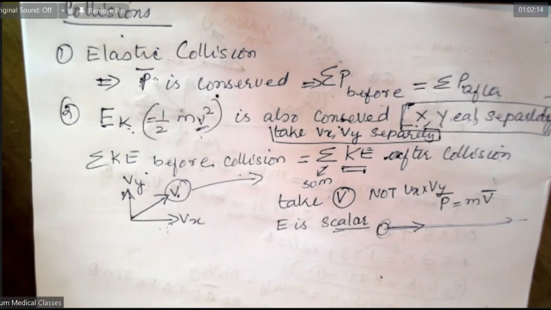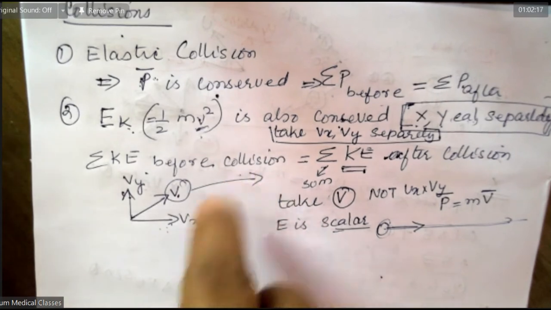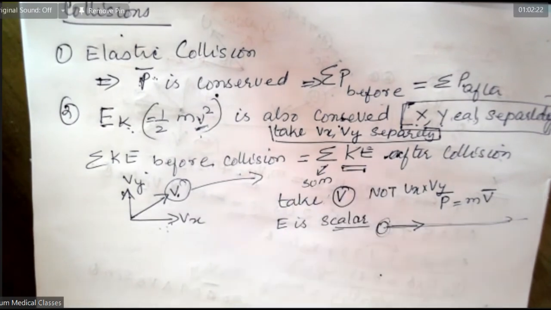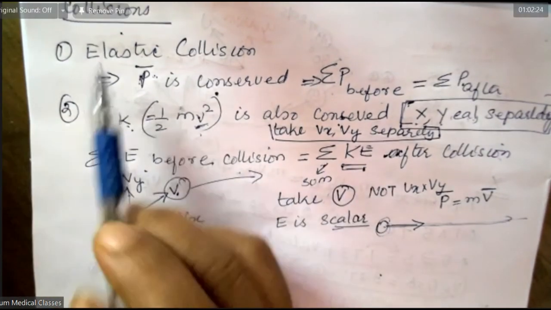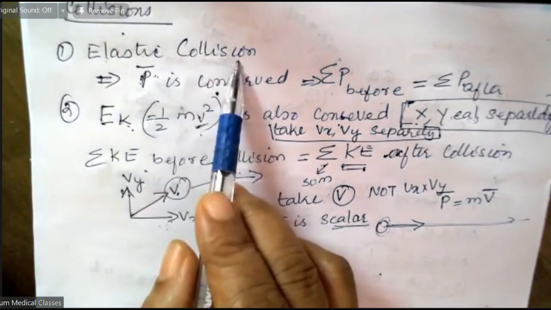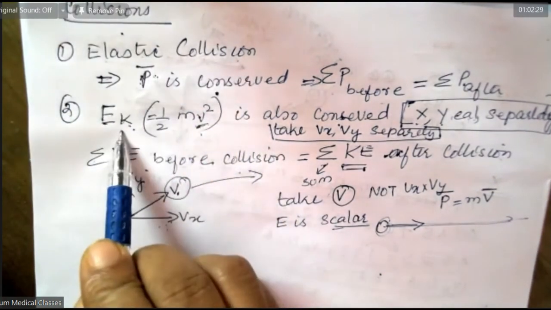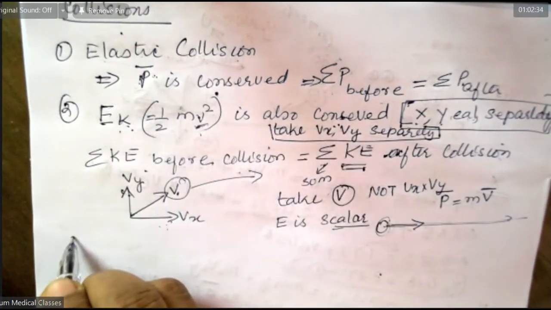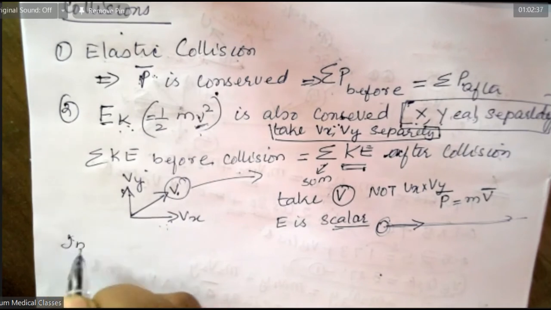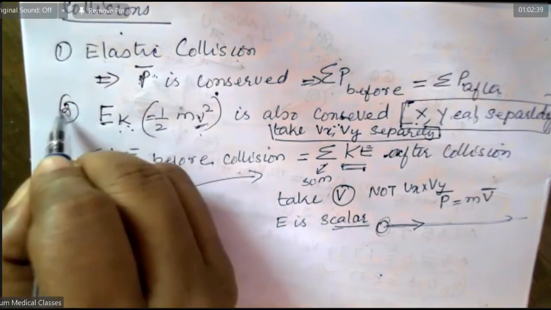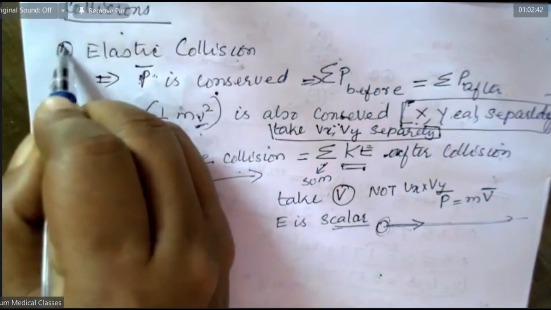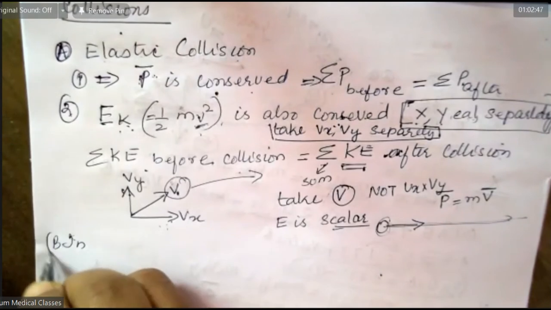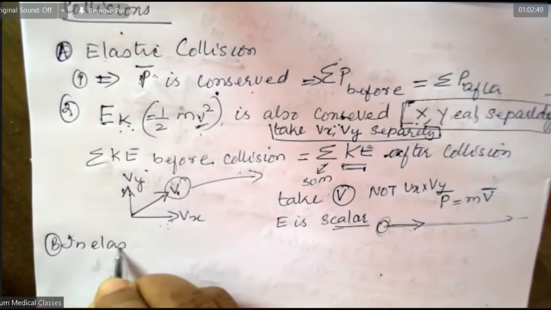Now, in this question, they are asking you whether this is elastic or inelastic. Let me complete this first. So in elastic collision, both momentum and kinetic energy are conserved. Let this be A. So A has both the things conserved. B, inelastic.